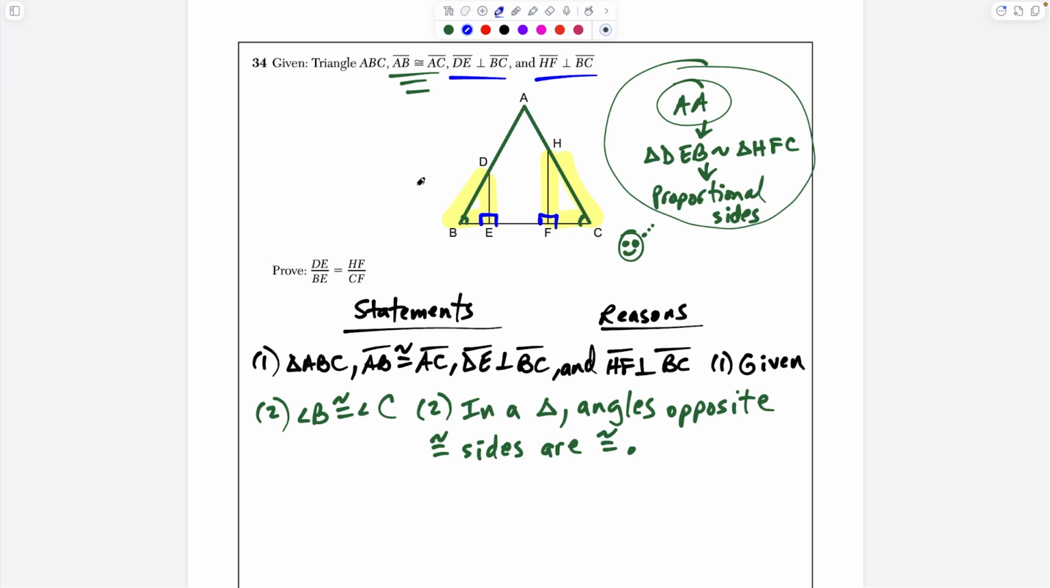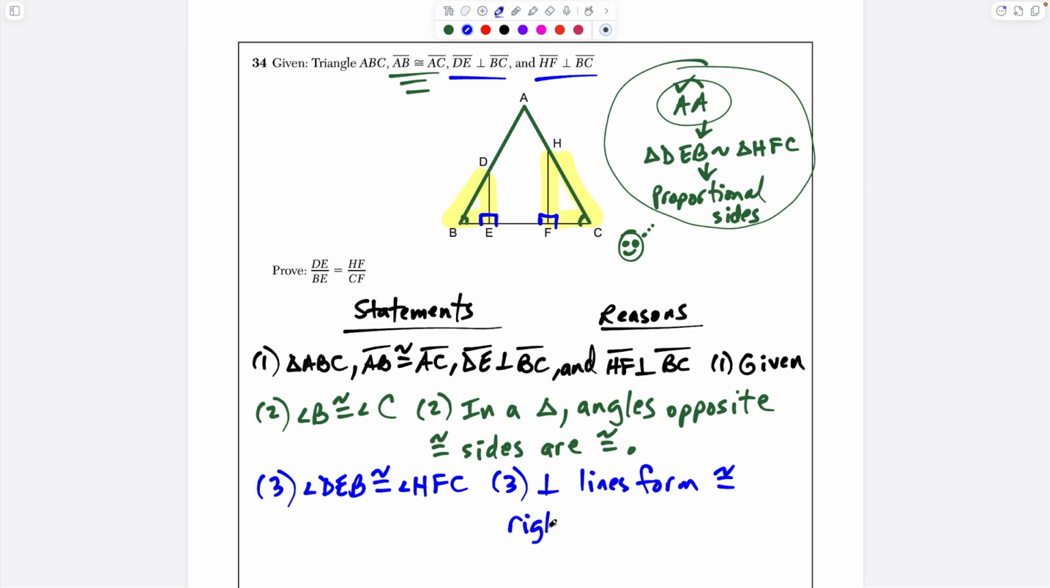So then next, I want to establish the next pair of angles are congruent. So far we established we have one pair of congruent angles. So now we have to establish the other angles are congruent. And the other ones I'm talking about are angle DEB is congruent to angle HFC. And the reason why this is true, we could say perpendicular lines form congruent right angles.